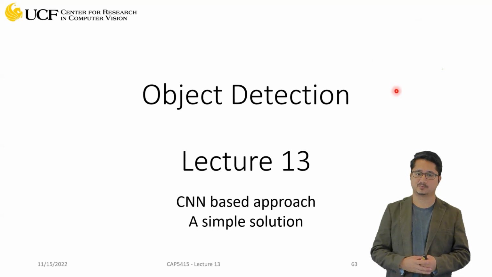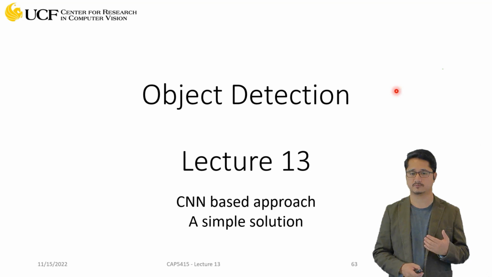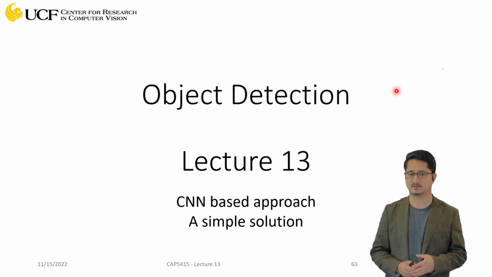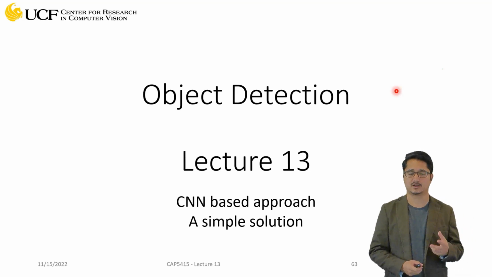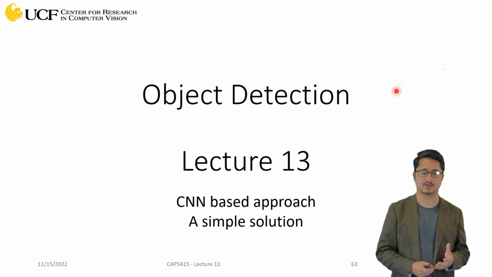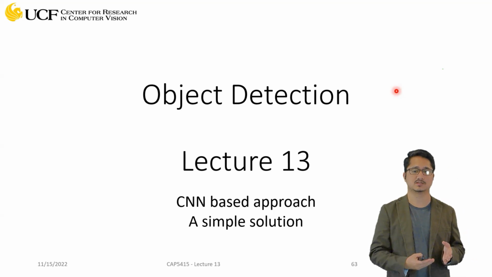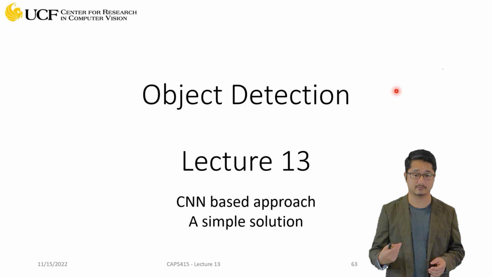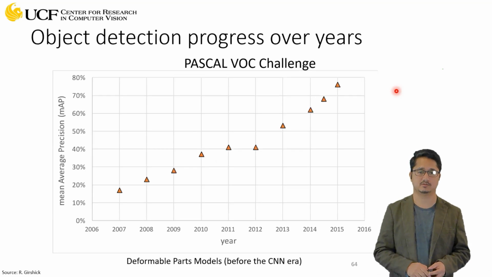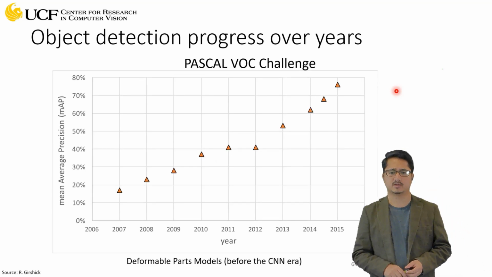All right, so in this lecture, we will move on to a CNN-based approach for object detection. First, let's get a very simple flavor of how we can transform the classification problem into detection, and then we will move on to more advanced algorithms.